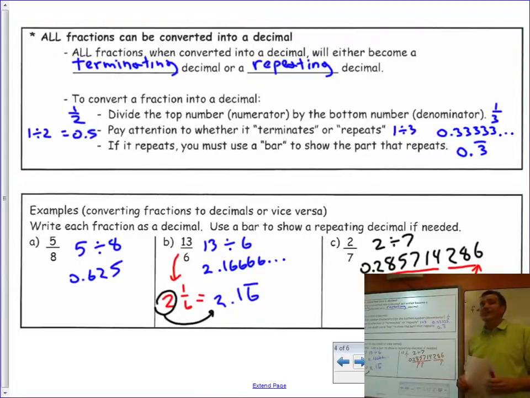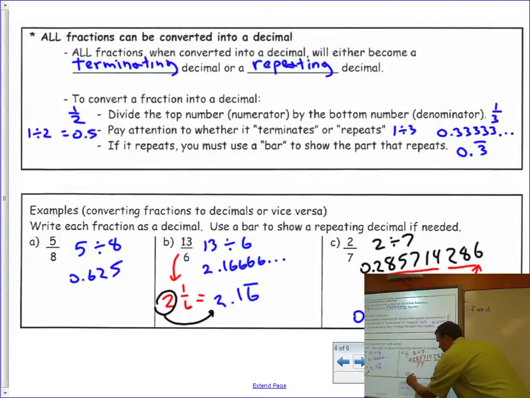This is a repeating decimal, and so it could be written as 0.285714 with a bar over the whole thing. That's really tricky. All right, that's the end of part 1. I'll start part 2 on the next video.